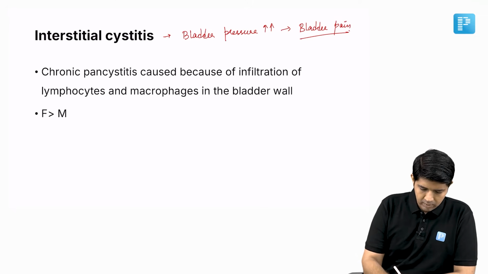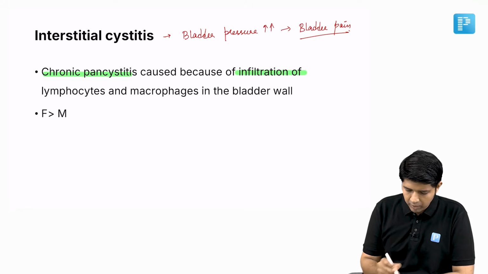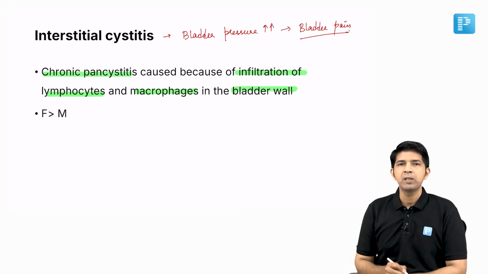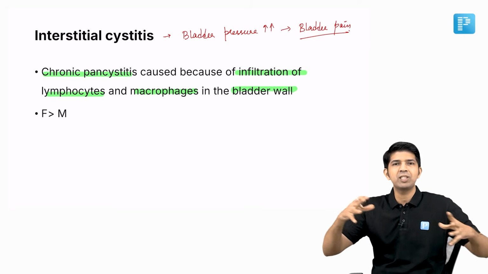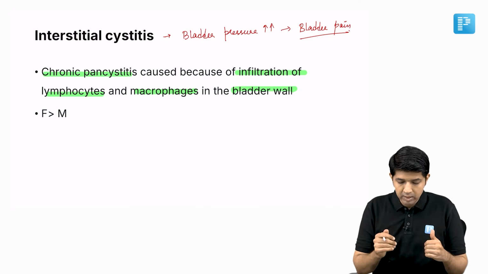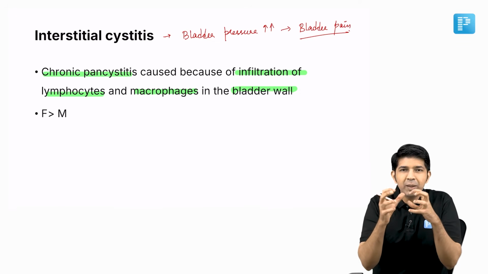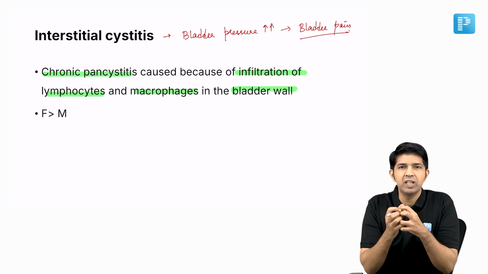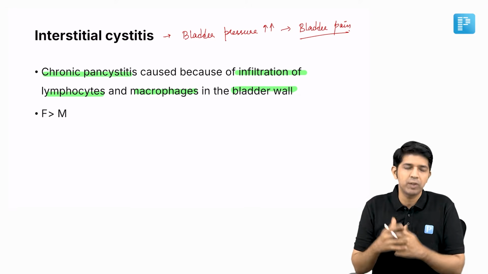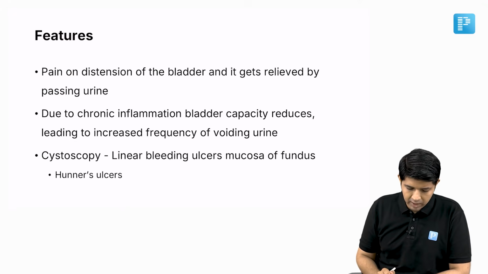So here what's going to happen, there will be chronic pancystitis because of infiltration of lymphocytes and macrophages in the bladder wall. See, normally you're going to have smooth muscles which can stretch, which will allow the bladder to distend. But here, because of this infiltration by the lymphocytes and macrophages, they tend to become shriveled up and rigid. They don't stretch. Okay, there is a loss of distensibility of the urinary bladder. There is a female predilection for this particular condition.